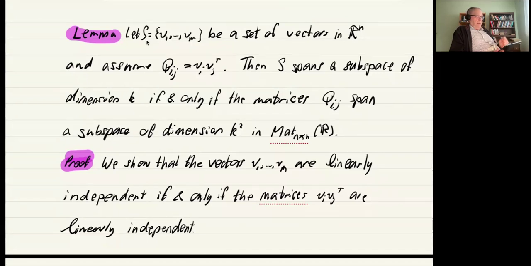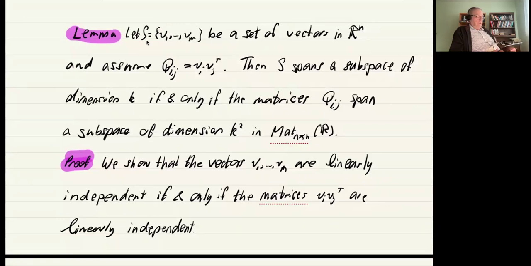Okay, and I'm defining the outer products. I've got m vectors, so I've got m squared outer products. And then the lemma I want says simply that the vectors span a subspace of dimension k in R^n if and only if the matrices Q_ij span a subspace of dimension k squared in the space of invariant matrices.